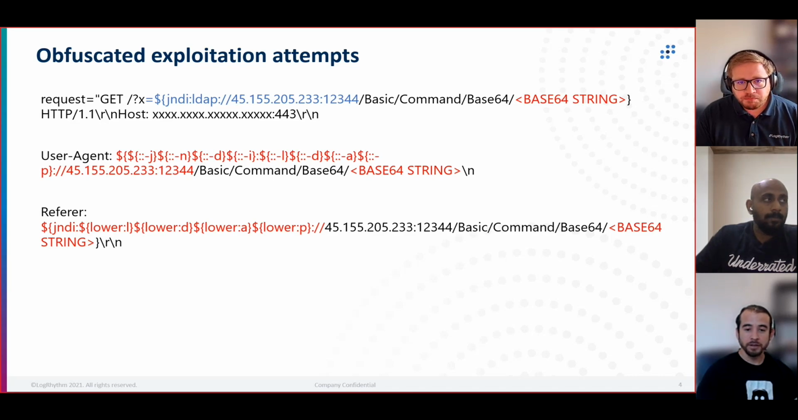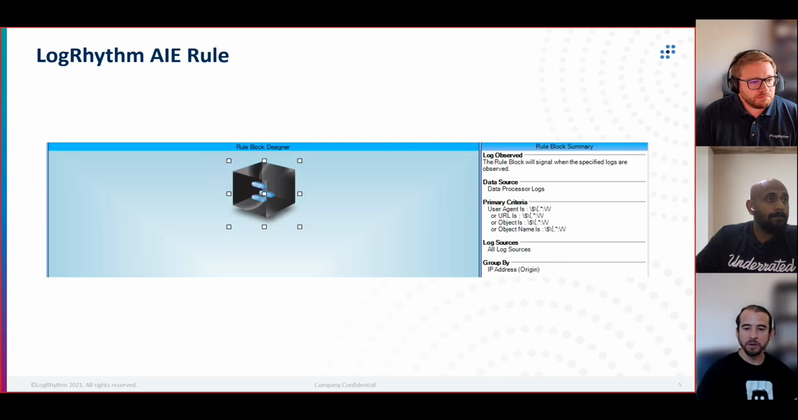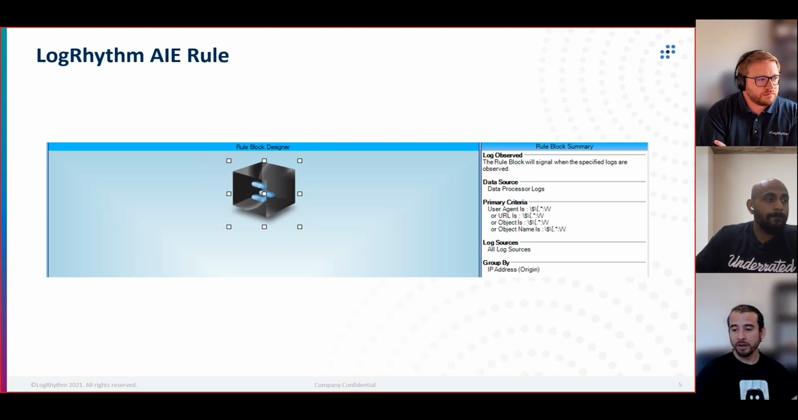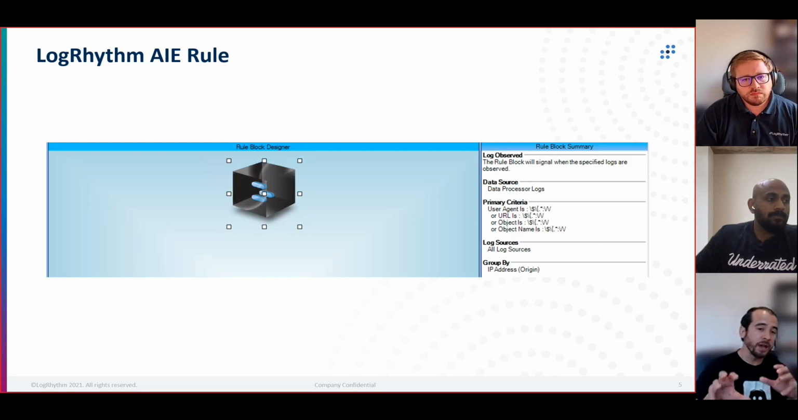Right. Okay, let's dive into that a little bit. So what are we looking at here? This is an AIE rule for LogRhythm customers. You'll be very familiar with this. This is the Advanced Intelligence Engine, the correlation engine that sits within the LogRhythm SIEM. So maybe Ashok, could you tell us what we're actually looking at here? What is this going to be triggering on? Because an AIE rule will trigger on a pattern within a log. So what are we looking at here under the primary criteria?